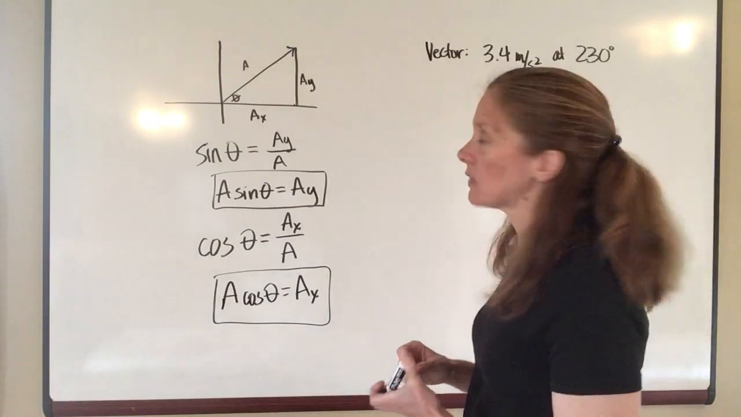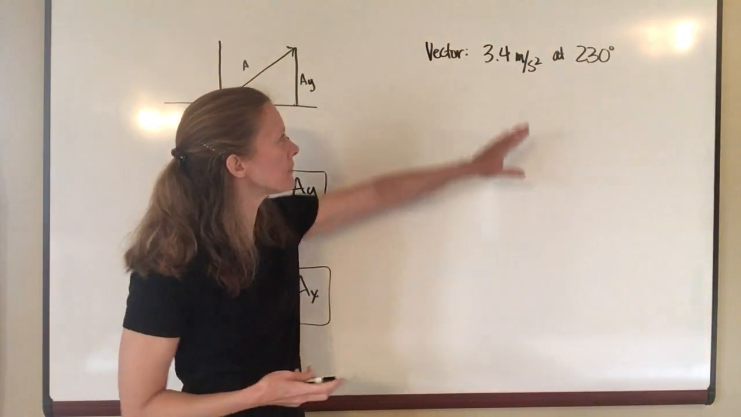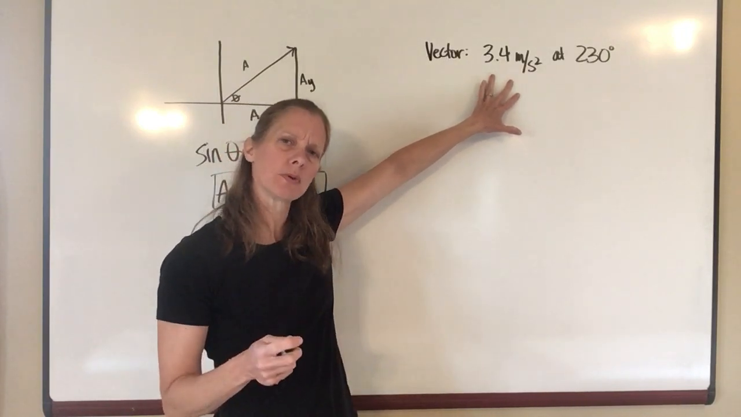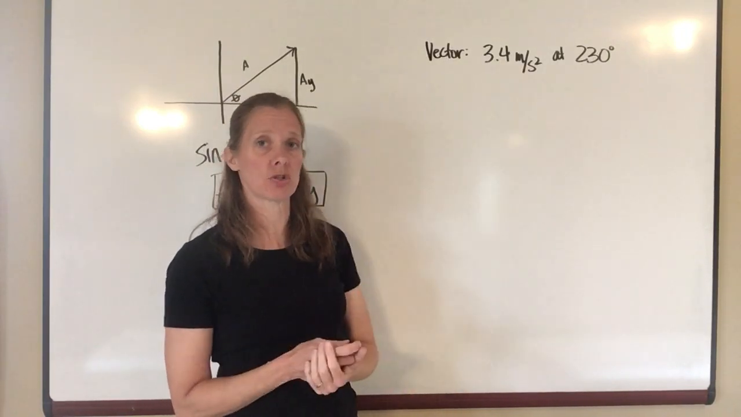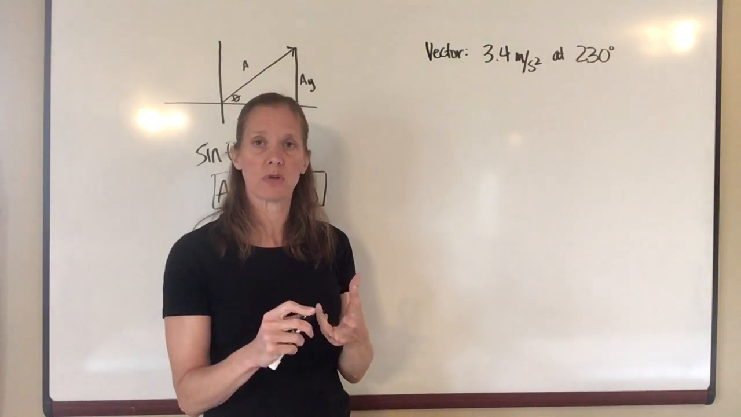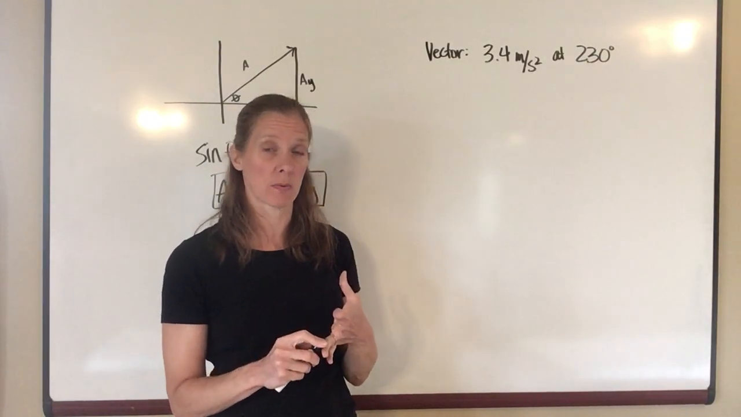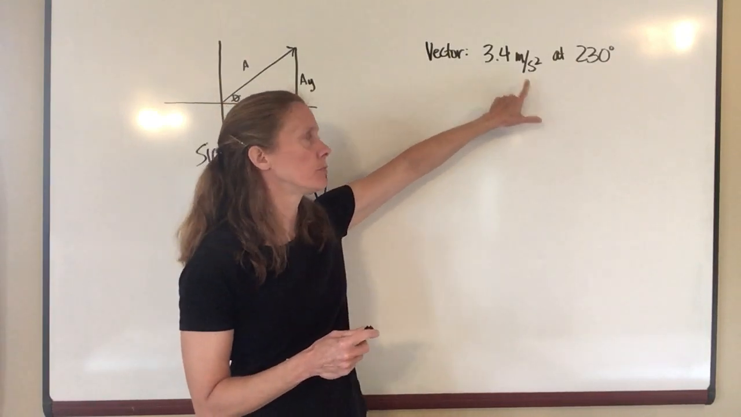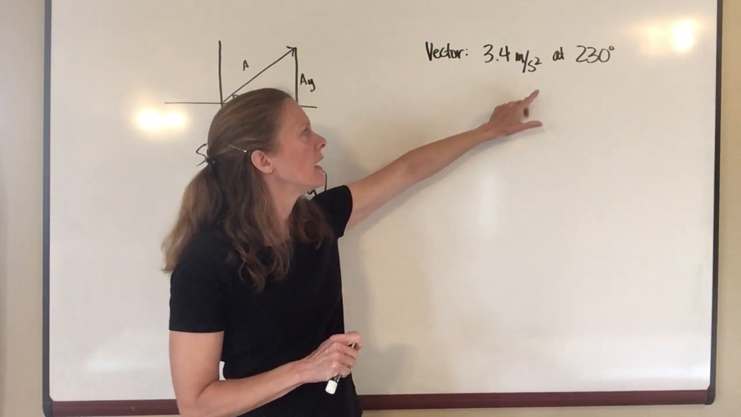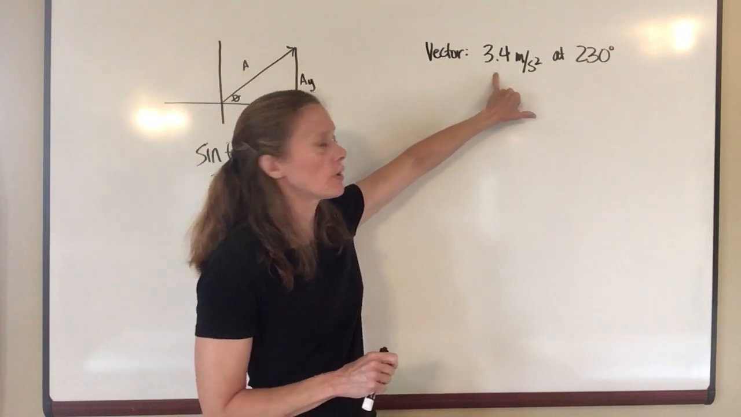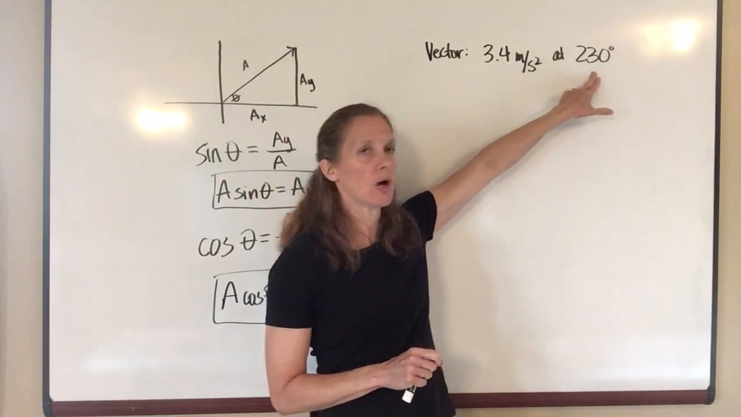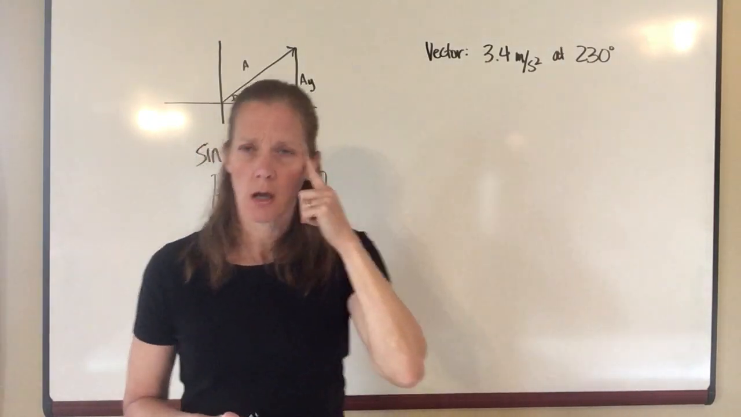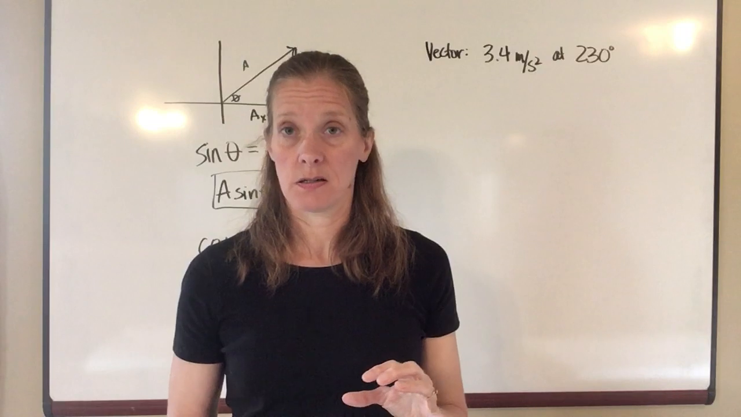Okay? So let's say that I have a vector 3.4 meters per second squared. What kind of vector would that be? Remember, we've talked about three kinds so far: displacement, velocity, and acceleration. So this one is which one? Hopefully you said acceleration, with units of meters per second squared. And so, magnitude 3.4 meters per second squared at 230 degrees. Now, before you go any further, stop and think, where is that?